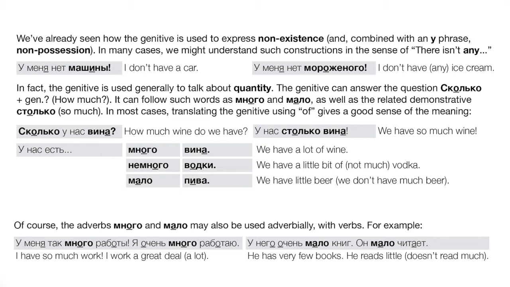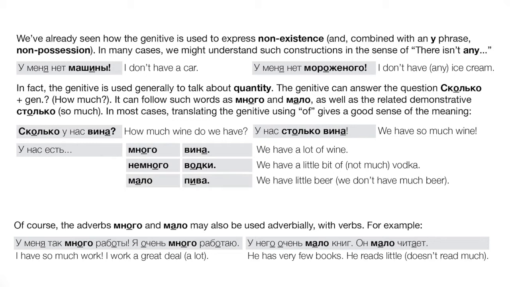У нас столько вина. There's the demonstrative equivalent of сколько. We have a question word that has a K, and we're going to talk more about this later, by the way, its demonstrative counterpart, meaning we're pointing something out, and those typically replace the K with the T. So from сколько we get столько. Сколько means how much, a question word, and столько means so much. У нас столько вина, we have so much wine, or more literally, so much of wine.